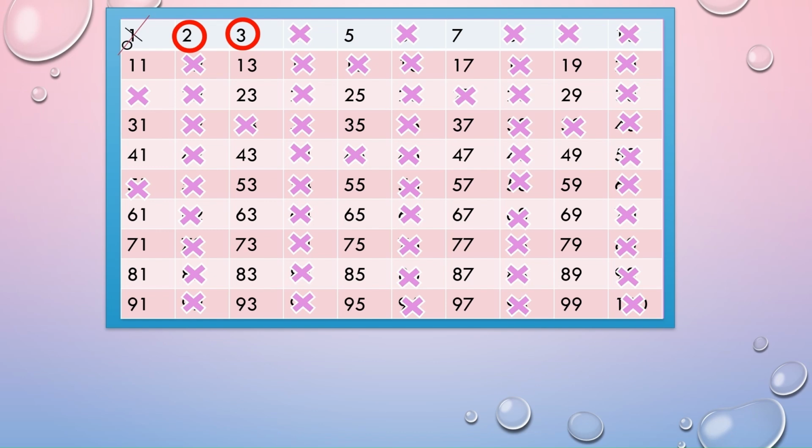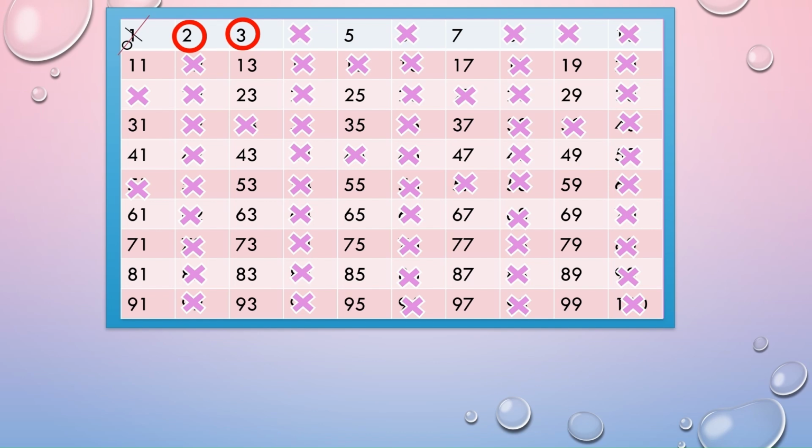5 plus 5, 10. Not in the tables of 3. The next number, 5 plus 7, 12. It is there in the tables of 3. That means 57 is divisible by 3. Cross it out. Next number, 59. 5 plus 9 is 14. It's not in the tables of 3. Let's go to the next row.